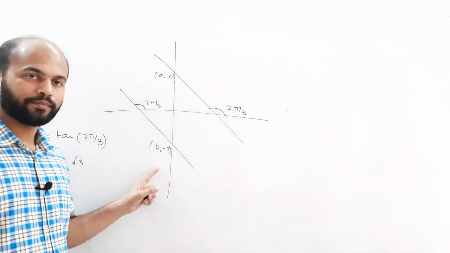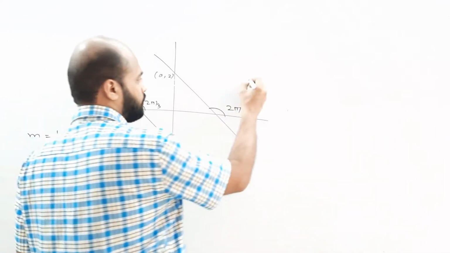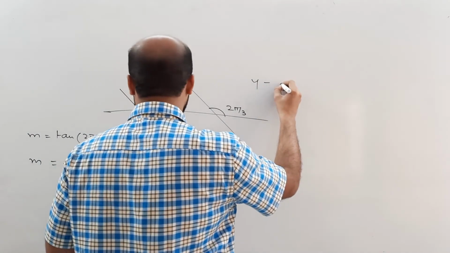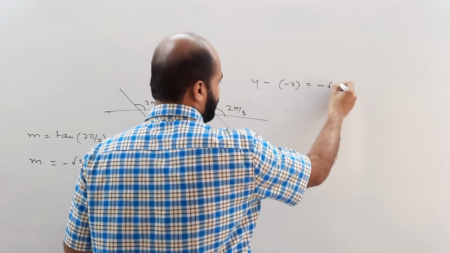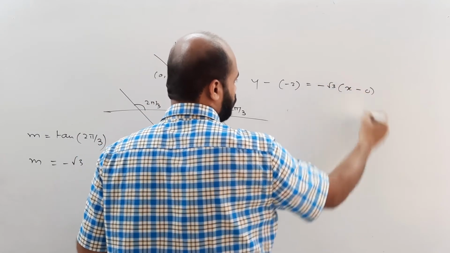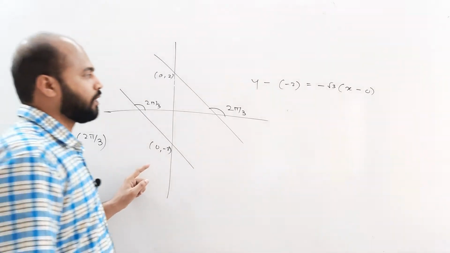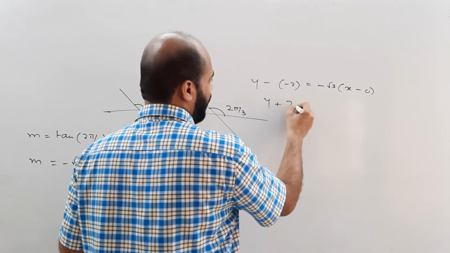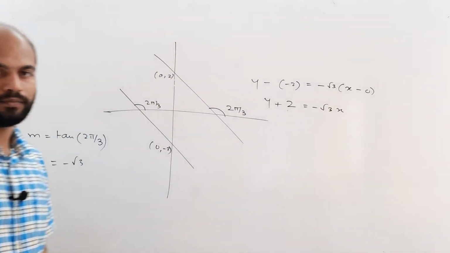This is the point. We can apply the equation as y minus 2 is equal to m, that is minus root 3, into (x minus 0), because this is the line and this is the point through which it is passing. So the equation would be y plus 2 is equal to minus root 3 x. That is the answer to this question.